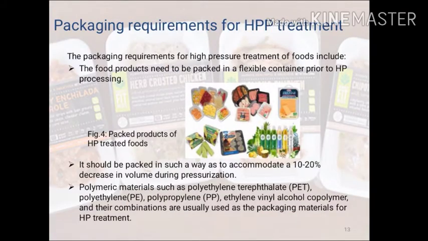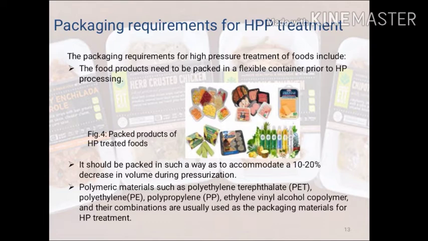Next is the packaging requirements for high pressure processing treatment. As mentioned above, the food products need to be packed in a flexible container prior to high pressure processing in a batch system to compensate for potential volume reductions in the food products inside the package during the processing treatment as well as the collapse of the headspace.